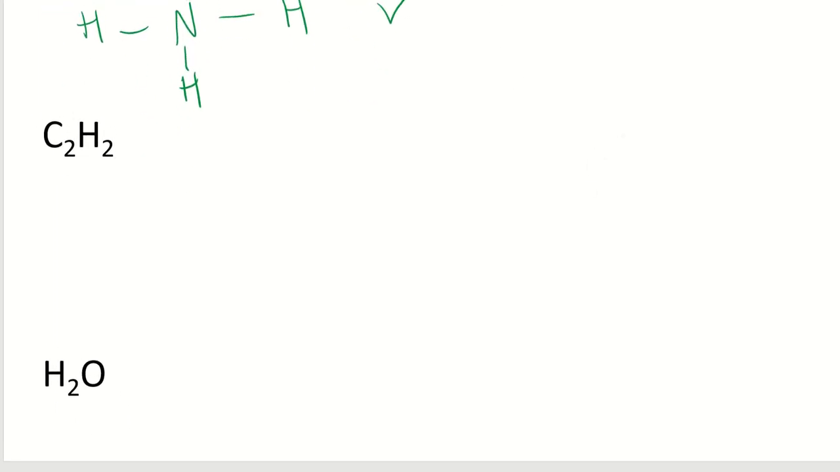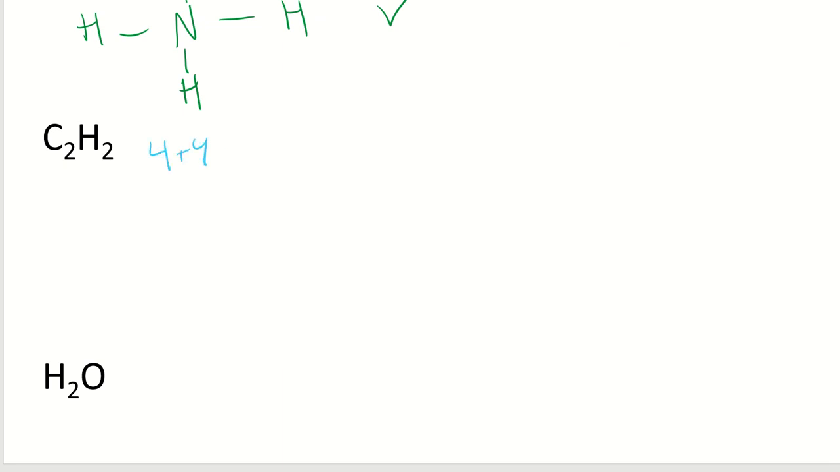So C2H2, we do it the exact same way. Carbon has 4 valence electrons, but there are 2 of them, so I'm going to add a second one. And hydrogen has 1 valence electron, but there are 2 of them, so I add 1 plus 1. 4 plus 4 plus 1 plus 1 equals 10 electrons to work with.